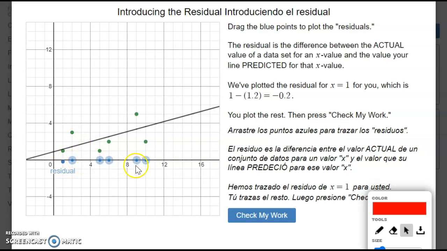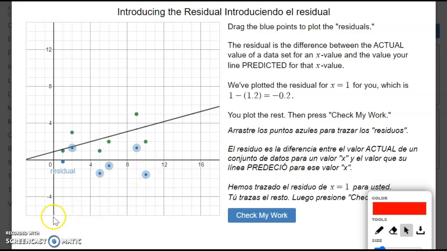Okay, so now we need to do the rest for the other points. When I look at this, I see that the green dot is 1 whole unit and maybe 1.5 units up. So it's going to be 1.5 units up. So it's going to be up here, something like that. When I look at this point, it's 1 whole unit down plus a little bit more. So I am going to move it down here. And this green dot is maybe like 1.5 above the line of best fit. And this green dot is below 1.5.